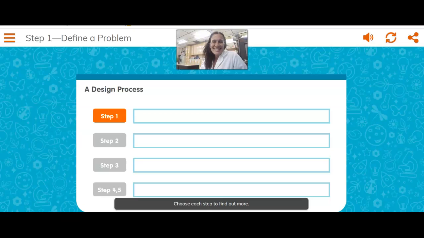Hey, scientists, we've been working on engineers and technology. We said an engineer is someone who uses science and math to solve problems, and they find a solution for those problems. And we also said that they may use technology to help them with those problems. And we said technology is anything that is made that we can use to help us.